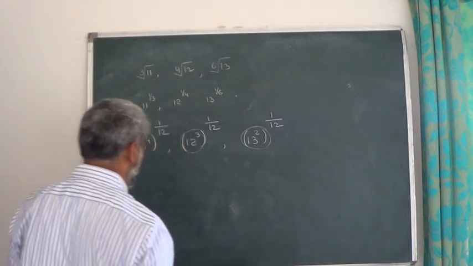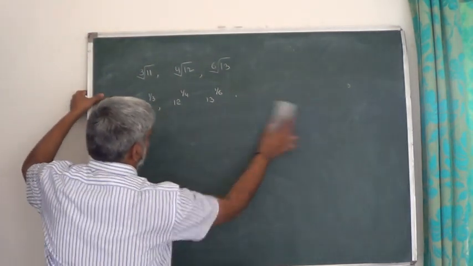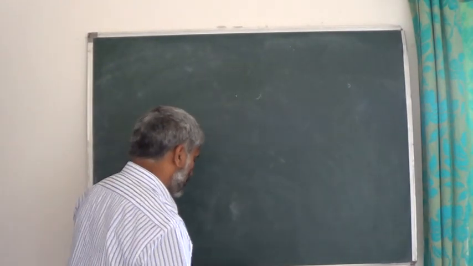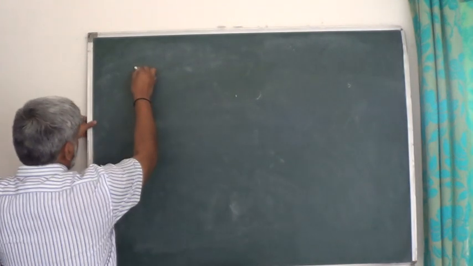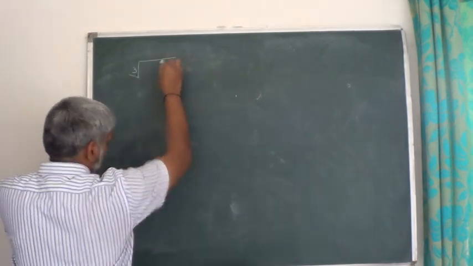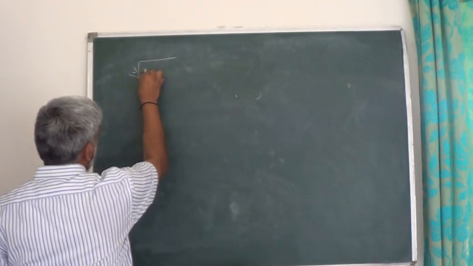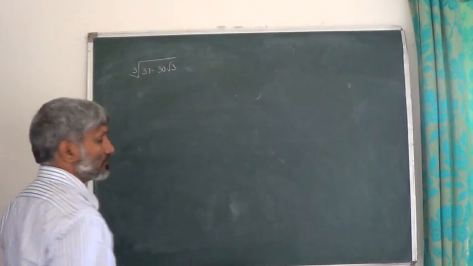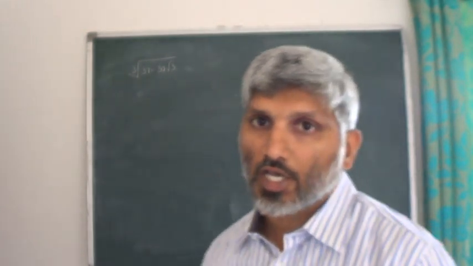Next we are going to discuss how to find the cube root of a number. When a number is given, how to find the cube root of that number. This is the question. He is asking to find the cube root of 37 minus 30 root 3. We have to find it, and we don't know its cube root.